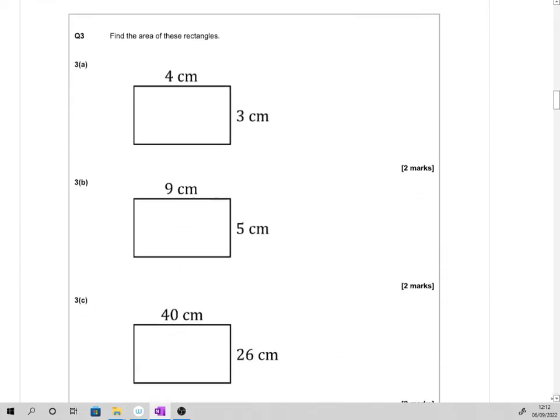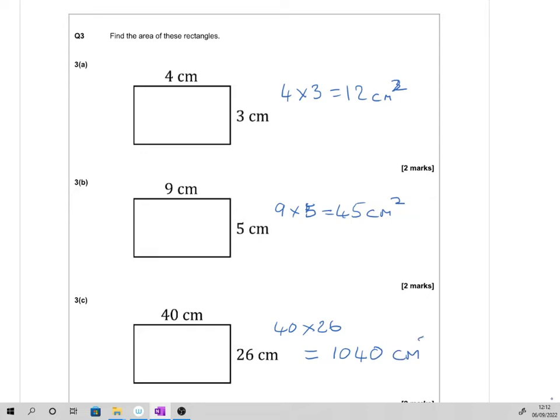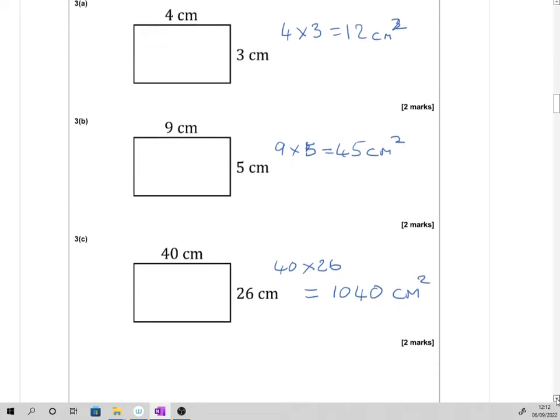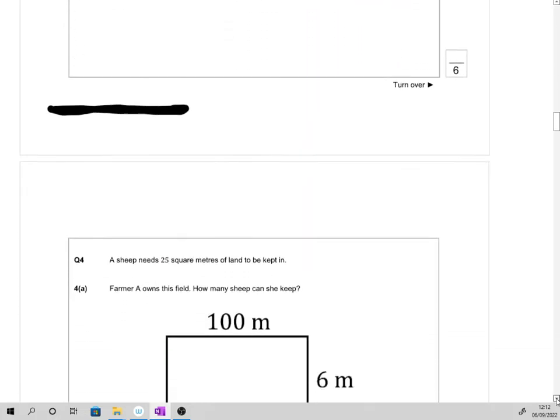Find the areas of these rectangles. So 4 times 3 is 12 centimeters squared. 9 times 5 is 45 centimeters squared. And 40 times 26 is, calculator out for that one. 40 times 26 is 1040 centimeters squared. Okay, so far.